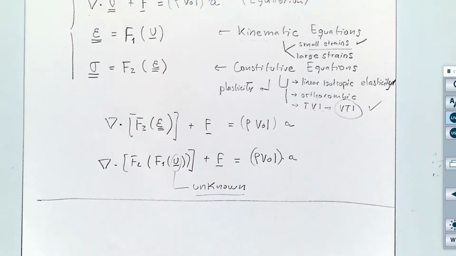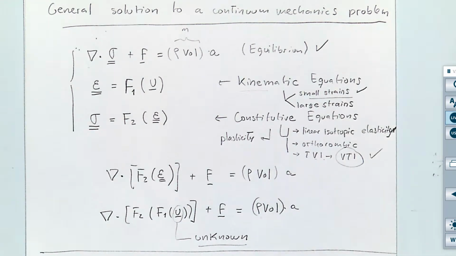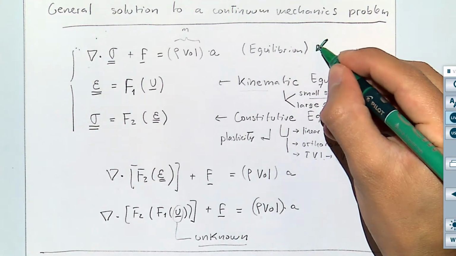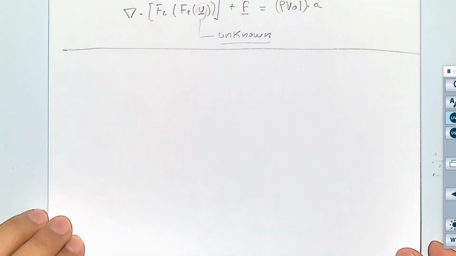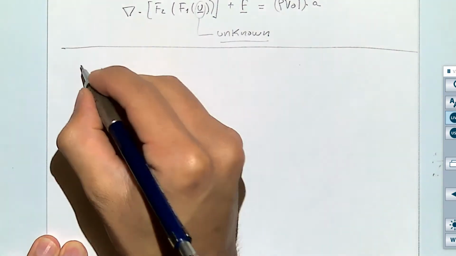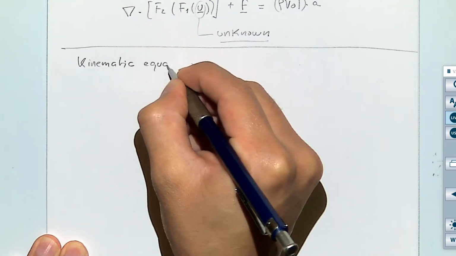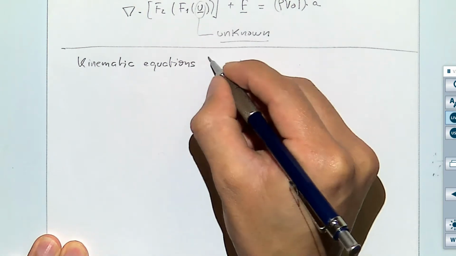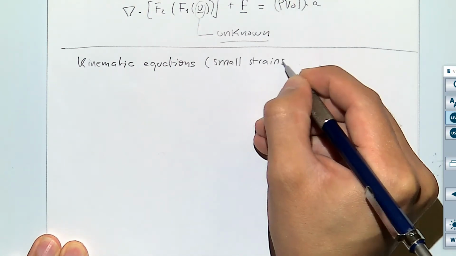All right. So equilibrium, we know that. Checked. Okay. Let's go with kinematic equations. And after we do kinematic, we'll go with the constitutive equations. Okay. So let me continue here. For kinematic equations, again, we're going to adopt the derivation for small strains.